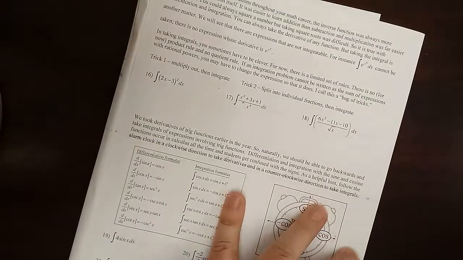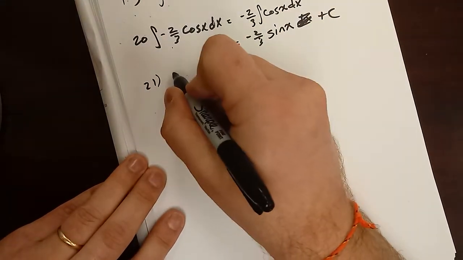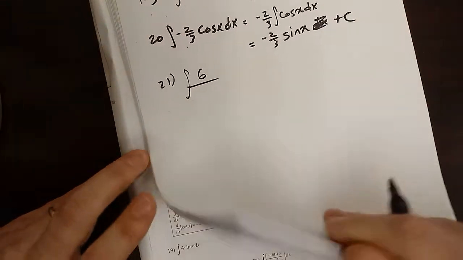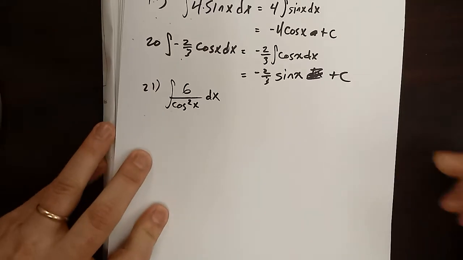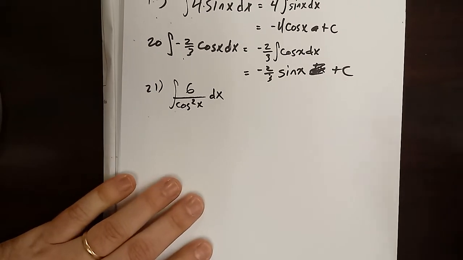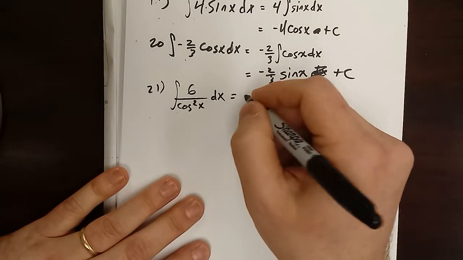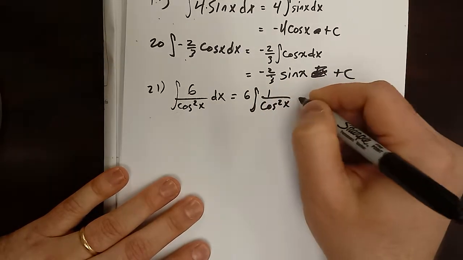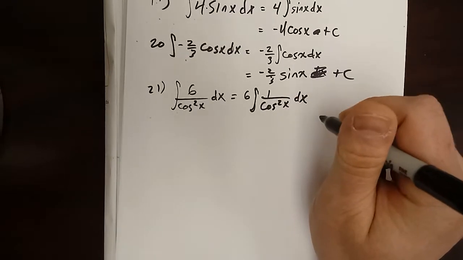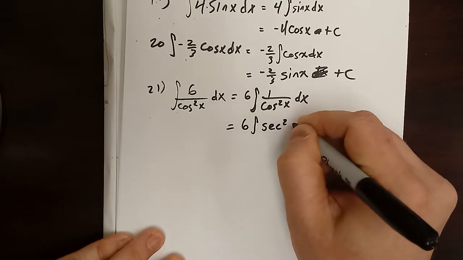All right, 21. Where does this end? Okay, there's a little bit more. Six over cosine squared x dx. You might look at this and immediately think this is none of the ones that we talked about, until you remember that 1 over cosine is the reciprocal of something. So 1 over cosine squared, I could rewrite this as 6 times the integral of secant squared dx.